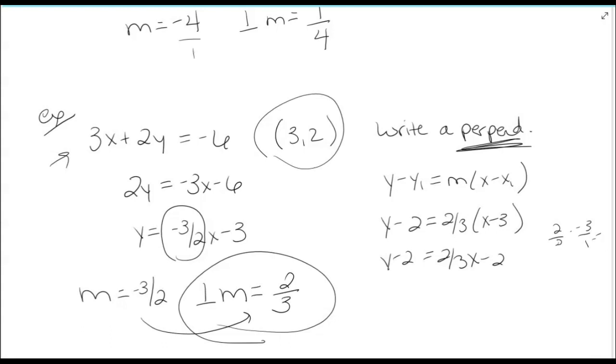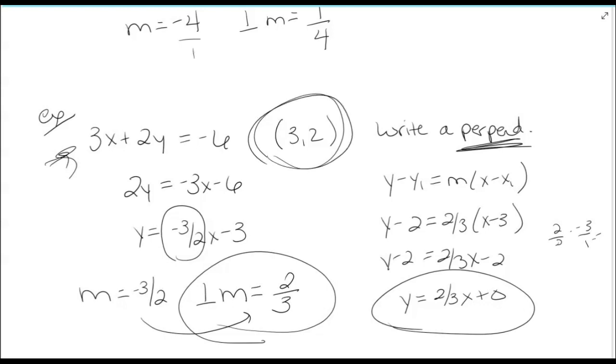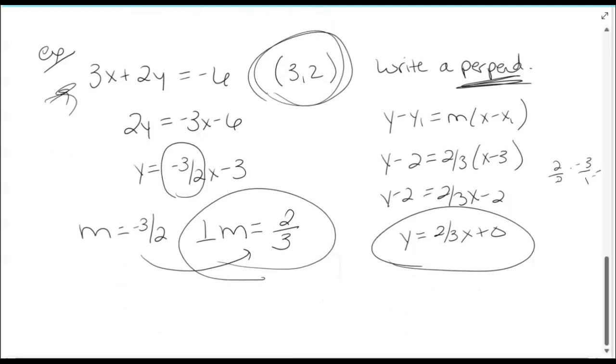All right, now I need to add 2 to both sides, and I get +0 there. And here is the line that is perpendicular to the given line and also runs through this point. Okay, let's do another perpendicular one. Those I feel like can be tricky.